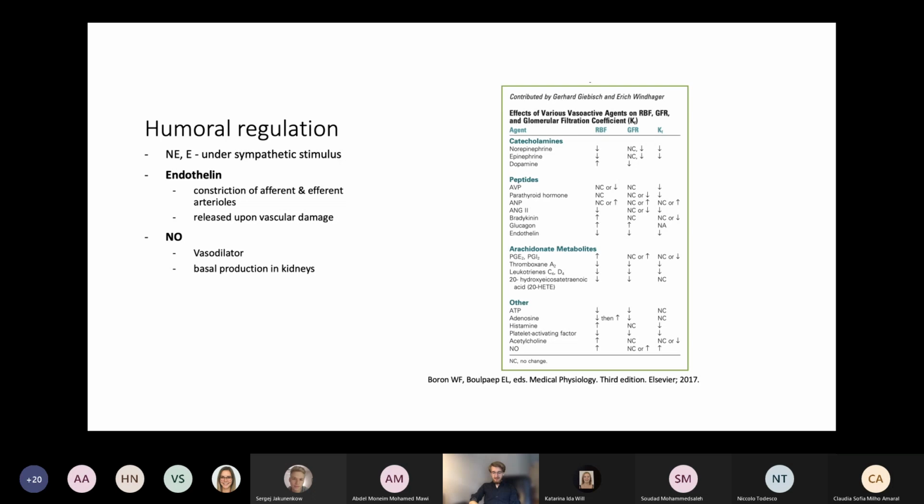Nitric oxide, again, is a systemic vasodilator. In almost all tissues, nitric oxide causes vasodilation, and it is also produced at basal rates in the kidney.